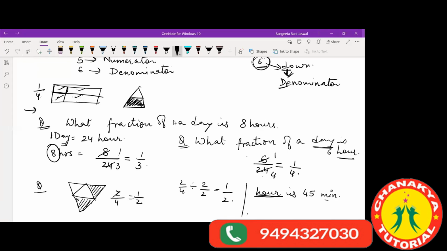As I was saying, what fraction of a day is 6 hours? So in a day, I had 24 hours. In an hour, I have how many minutes? 60. And I'm interested in 45 minutes. What fraction of an hour is 45 minutes? So that becomes 45/60. So 45/60 can be reduced by which smaller number? 3/4. Yes?